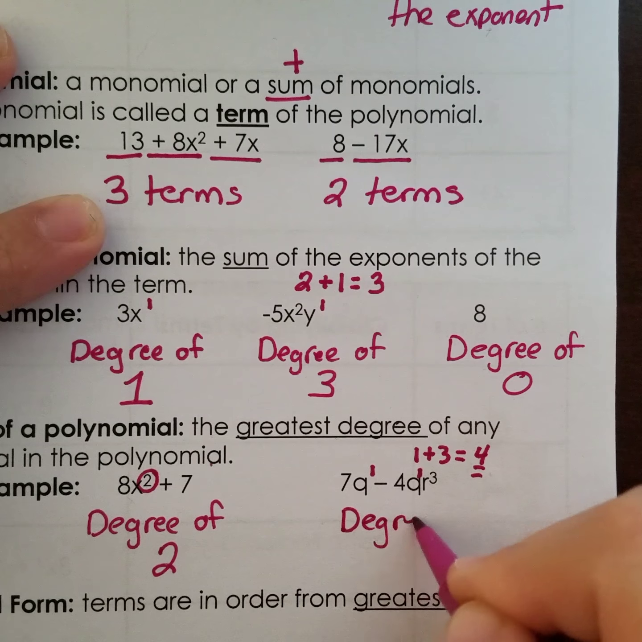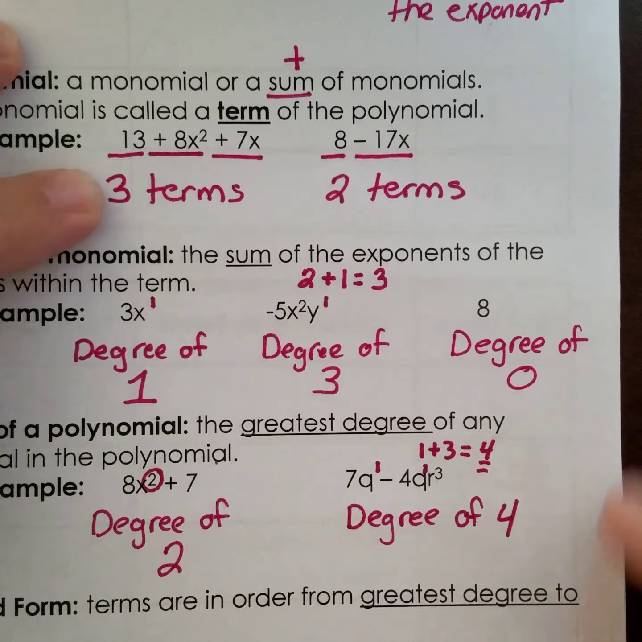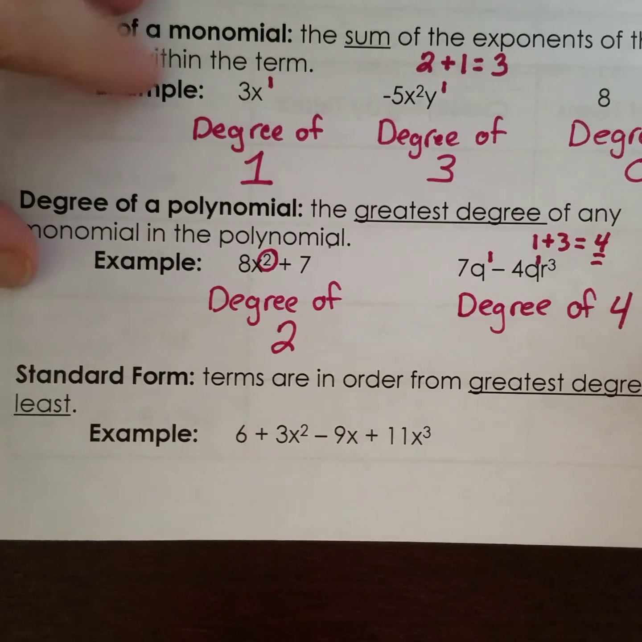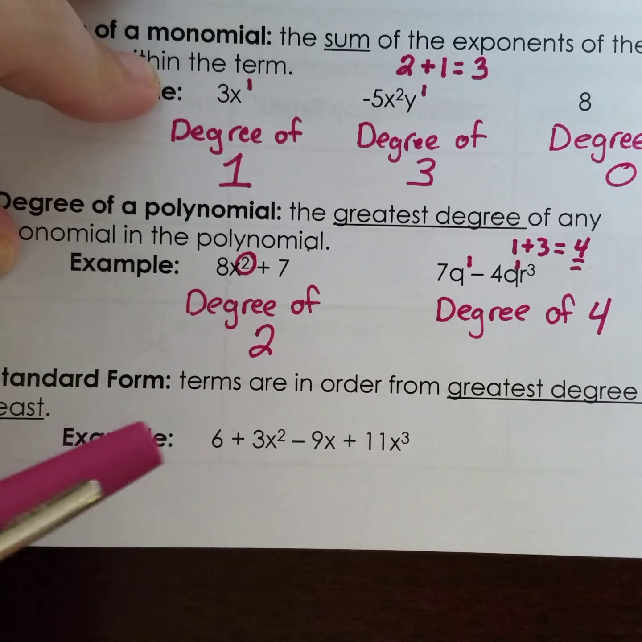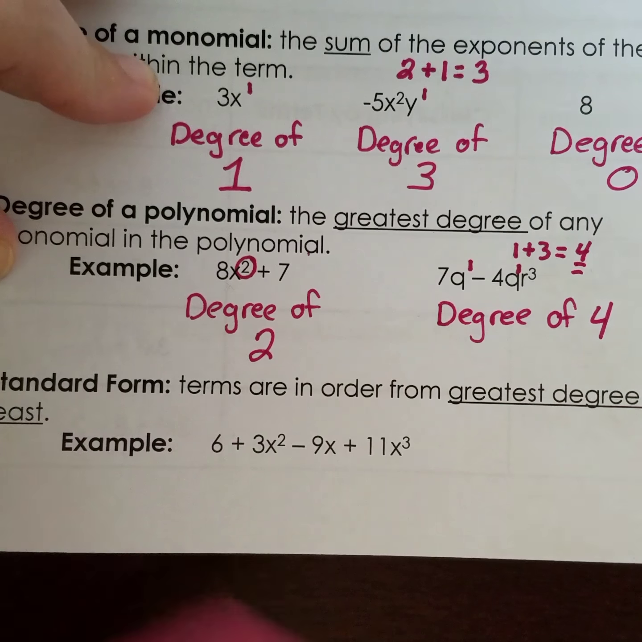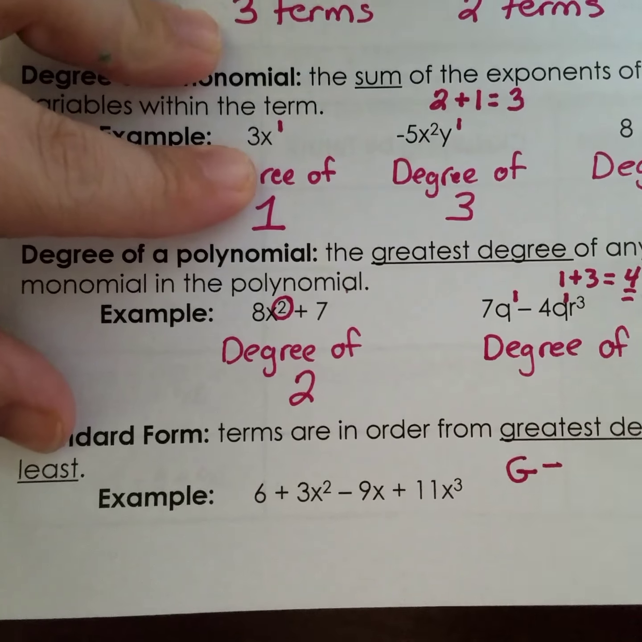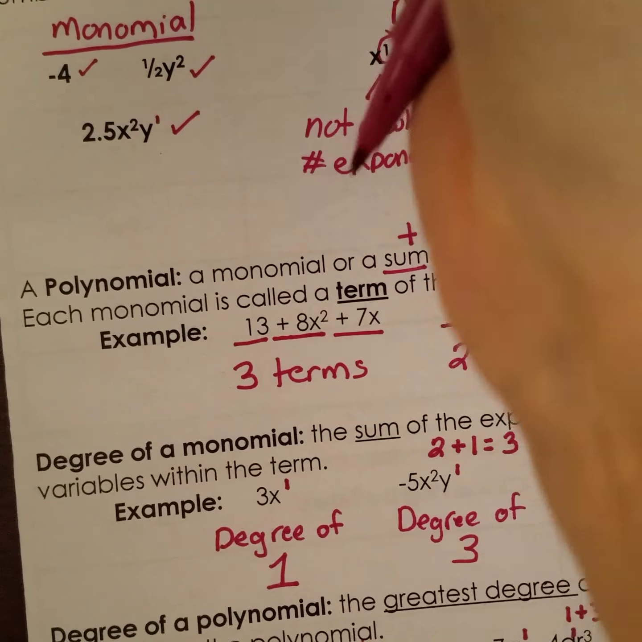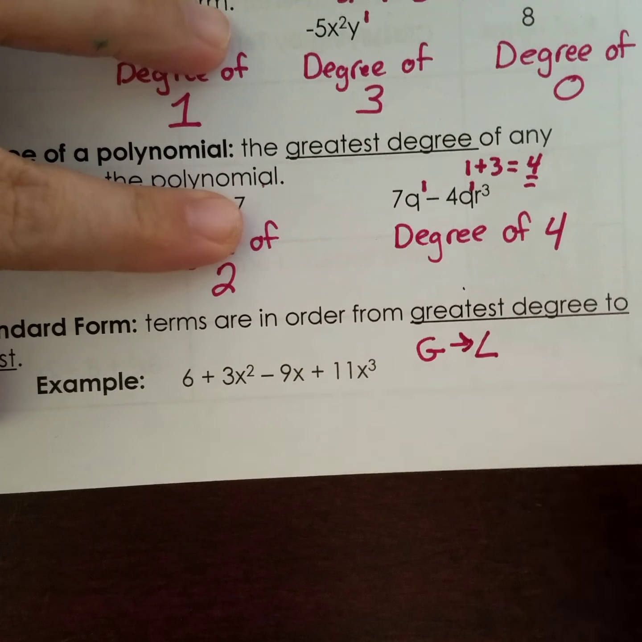Degree of 4. Last important vocab word. Standard form. It just means that we're going to put all of these terms in order of degrees, from greatest to least. So we're going to go from greatest degree to least degree. Okay, lost my camera. There we go. Okay, here we go, greatest to least.